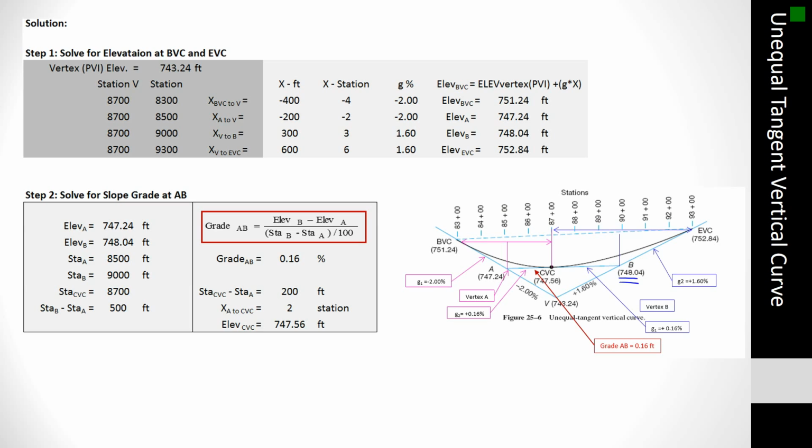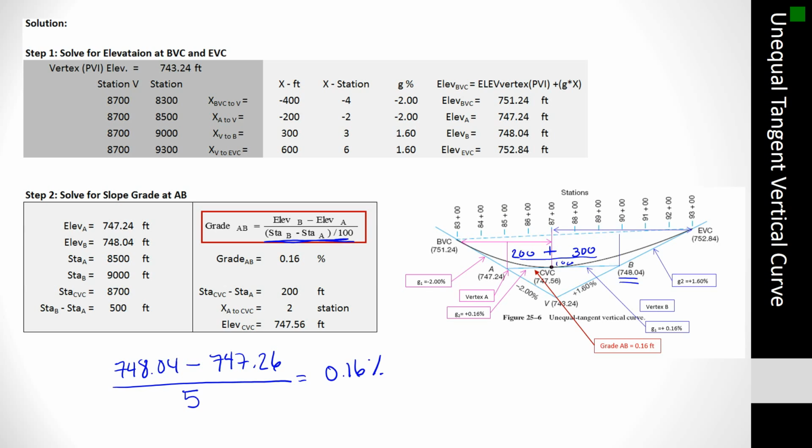Elevation at B, 784.04, minus the elevation at A, 747.26, divided by the distance. Remember, this is 200 feet to here, and this is 300 feet to here. So 200 plus 300 is 500, but we have to divide all that by 100 because we're talking about stations here. So all that divided by 5. So that's going to give me 0.16%.